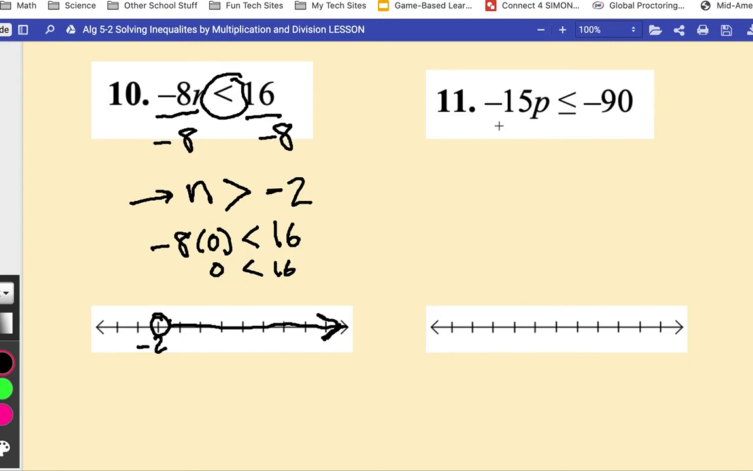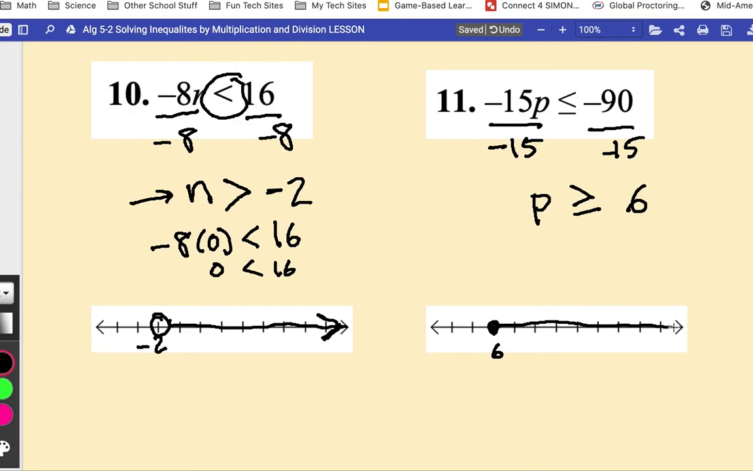All right, let's take a look at 11. Again, on 11, dividing by -15, just like we normally would. And now, because we're doing that, we're going to flip this sign around going the other way. So you get p is now greater than or equal to, and then 15 goes into 90, I believe, 6 times. You have a negative divided by negative, which makes it positive. So p is greater than or equal to 6. So we'll make this 6 right here. We'll put a dot on it, and then we'll draw our line going this way.